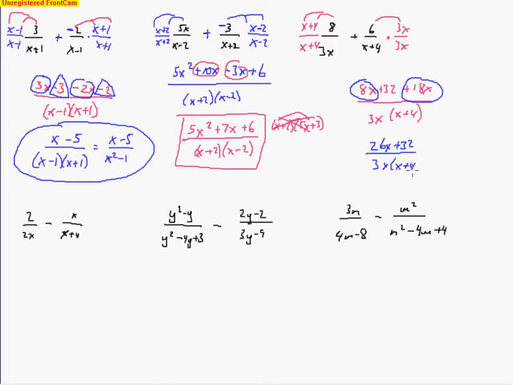Now we could end up taking out a 2. 2 goes into these two numbers. However, there's no 2 down here. And when we do the division, we don't get an x plus 4. We get a 13x plus 16. So there's no reason to end up doing the factoring because it doesn't end up reducing this any further. So we can just leave it in that form.